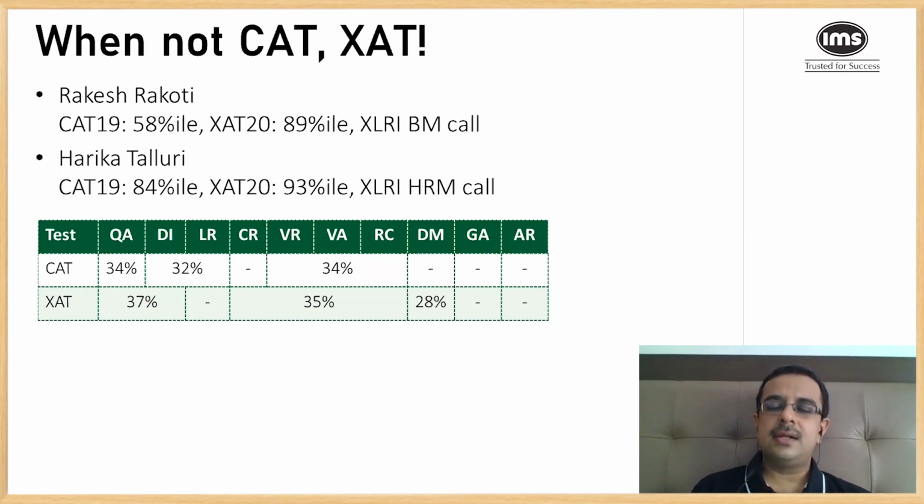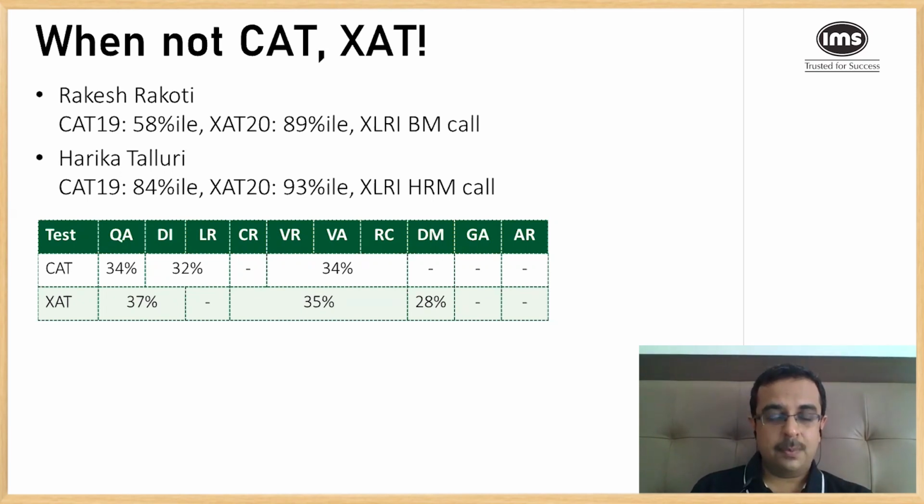The XAT, on the other hand, is a little different. Around 37% of the questions are reserved for QA and DI combined, that is quant and data interpretation, which broadly would cover most of the math skills that you would need. The verbal part, including critical reasoning, accounts for about 35%.